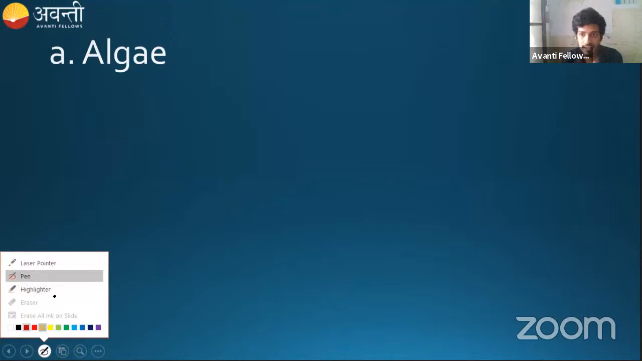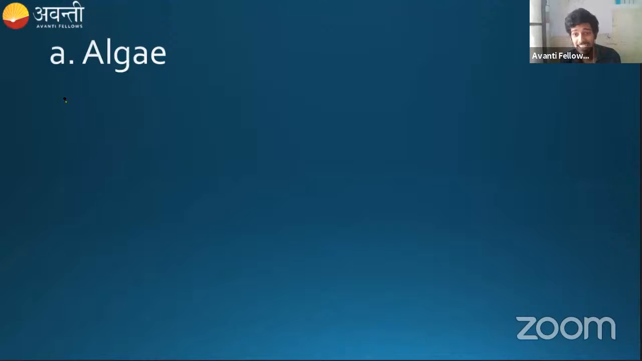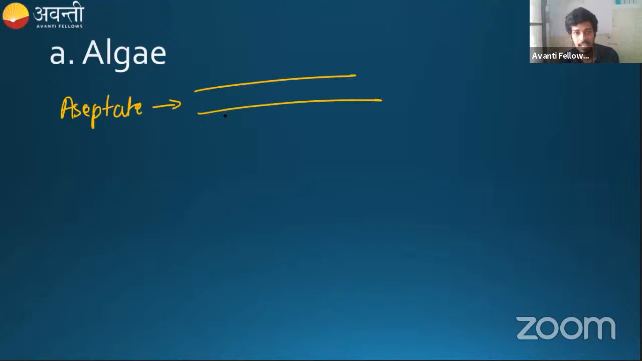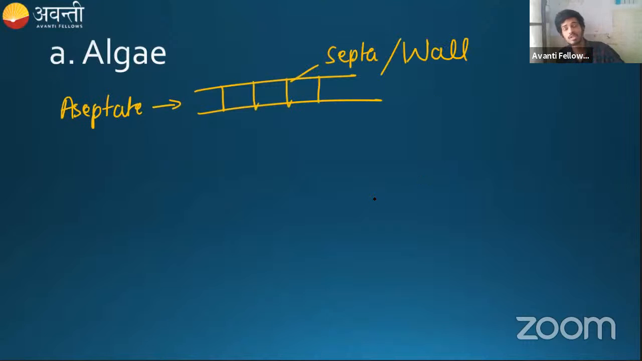Yes, Priyanka. Aseptate means: if I take a cell and it has layers like this, we call this a septa, or we can call it a wall. If you don't have any doubt regarding this chapter, you can leave; if you want to stay and listen to the doubts, you can stay. So there's a septa or wall, and this is called septate.